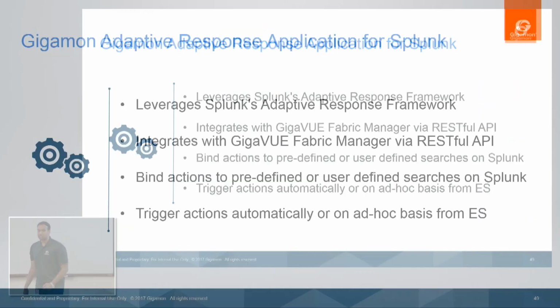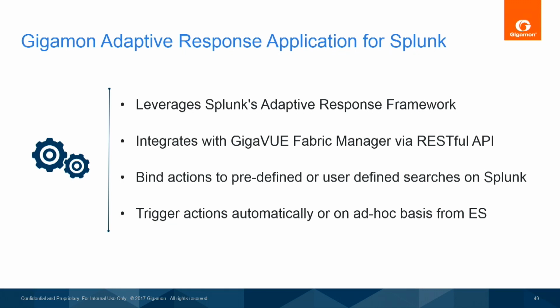This application leverages Splunk's adaptive response framework, providing administrators with actions they could bind and take on the visibility node via the GigaVUE Fabric Manager. These actions could be bound to the predefined searches which come along with Splunk Enterprise Security Suite, or the user could define a search and tag these actions to them. They could be triggered automatically using correlation searches, or could be executed via the notable events on the Splunk Enterprise Security Suite.